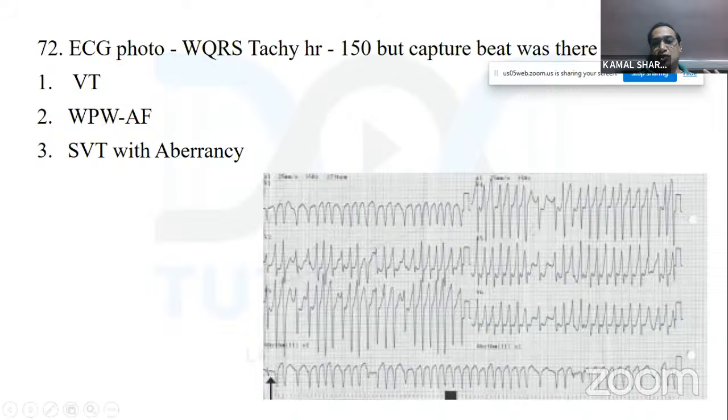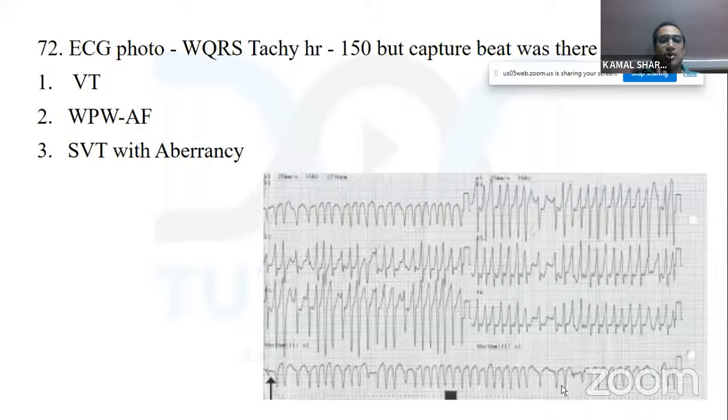So don't look at the ECG here with one or the other beat looking like a capture beat. It's simply supranormal conduction and it may actually be nothing but WPW with AF. So don't confuse these with a capture beat and consider it as VT. But I'm not sure what the ECG looked like unless I see those images, so I'll not be able to comment.